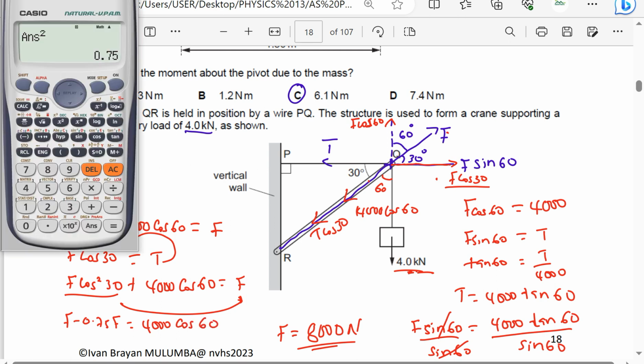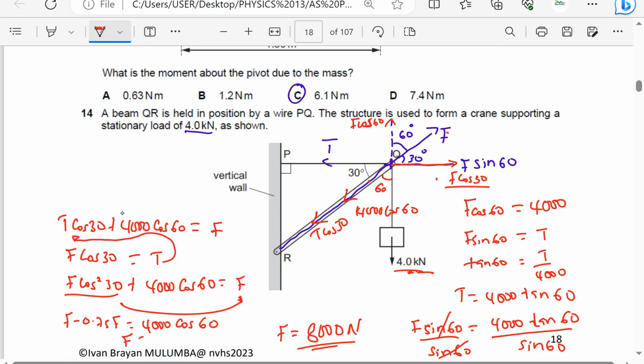So what is F? I'll just check F. So 1 minus the answer, that is 0.25. Then I have 4000 cos of 60 divided by the answer, which is 0.25. That is 8000. So F is still 8000 newtons.